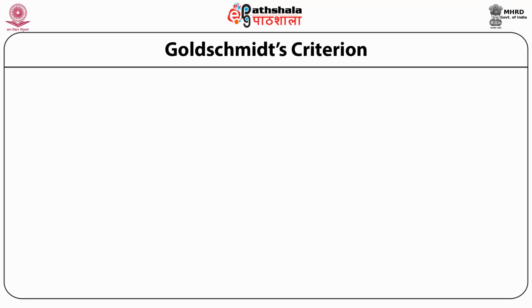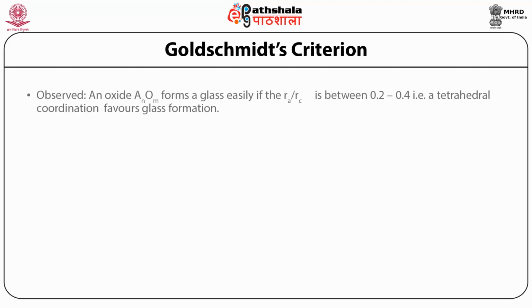Now we come back to Goldschmidt's radius ratio criterion for glass formation. Goldschmidt observed that oxides of the type AnOm form a glass most easily when the radius ratio of the cation to the anion, that is oxygen, Ra by Ro, is between 0.2 and 0.4. In ionic compounds, this ratio determines the structure of the oxide.